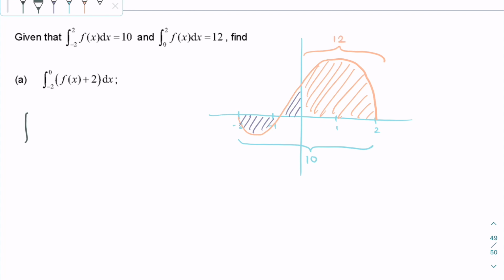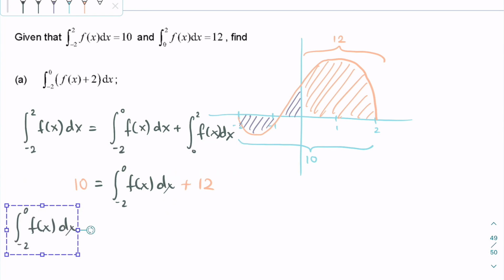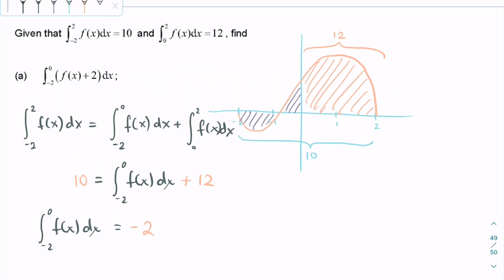We can rewrite the integral of f(x) from -2 to 2 as the sum of two separate integrals, one that goes from -2 to 0 and the other that goes from 0 to 2. We can substitute in values that we already know. So the left-hand side is 10, and we know the integral from 0 to 2 is 12. When we rearrange this equation, we get that the integral from -2 to 0 of f(x) is -2.